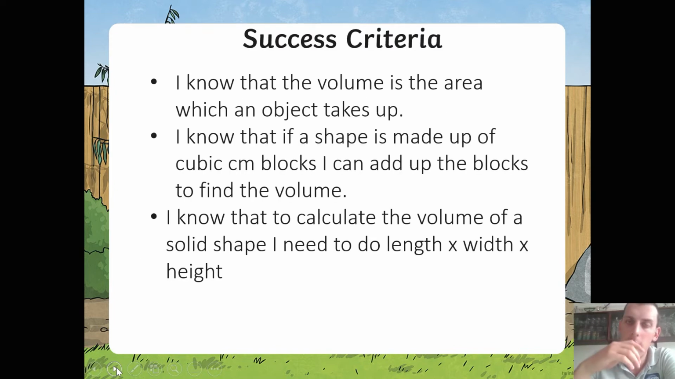Excellent. And our success criteria, remember, success criteria are steps to achieving our objective, which is this. And our steps are: I know that the volume is the space which an object takes up. I know that if a shape is made up of cubic centimetre blocks, I can add up the blocks to find the volume. And then the last step is I know that to calculate the volume of a solid shape, I need to do length times width times height.